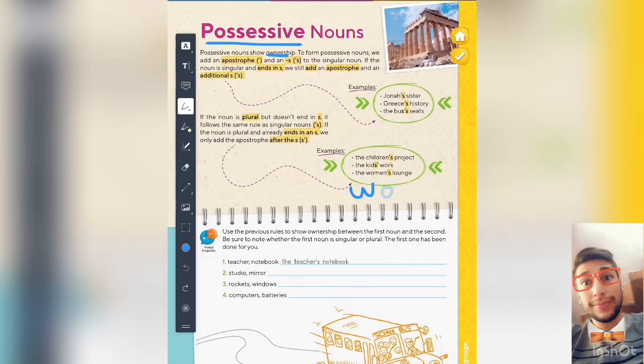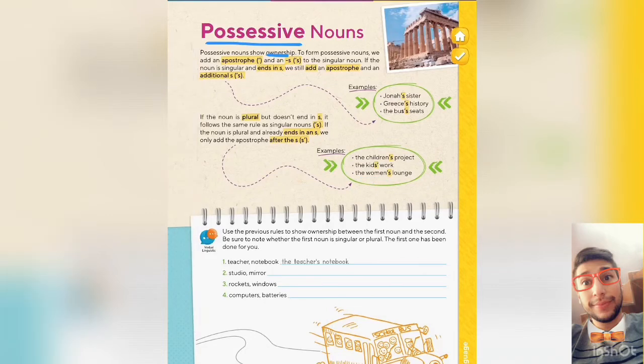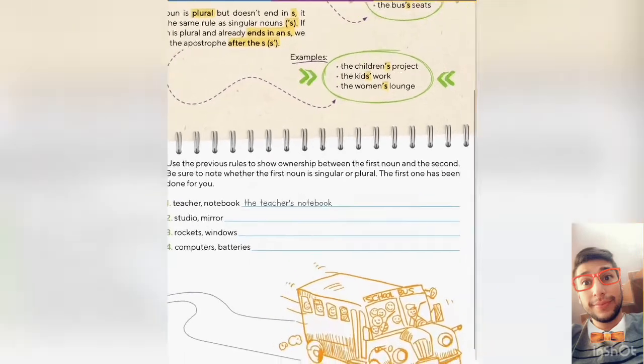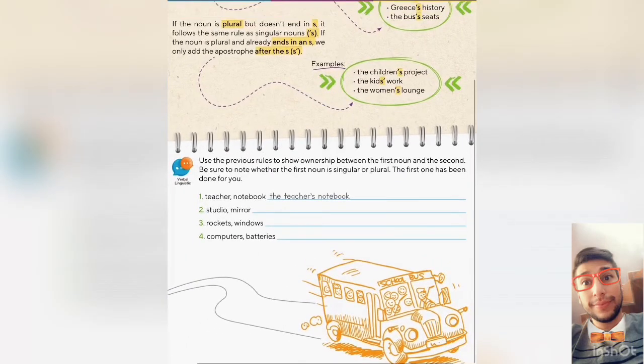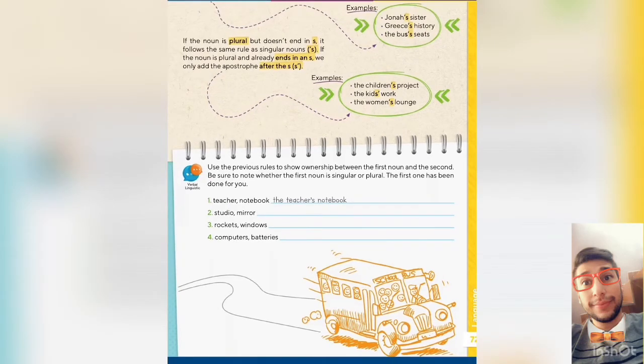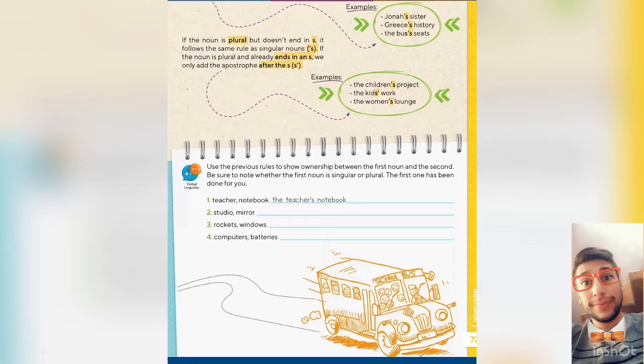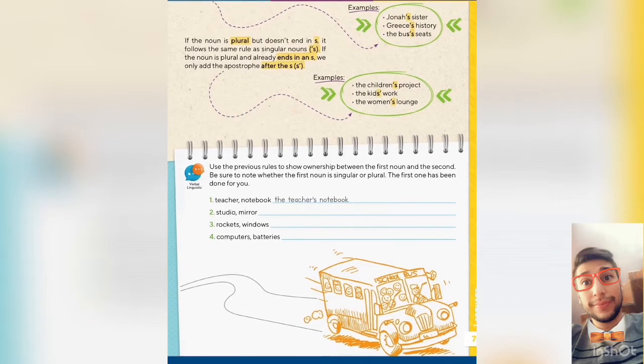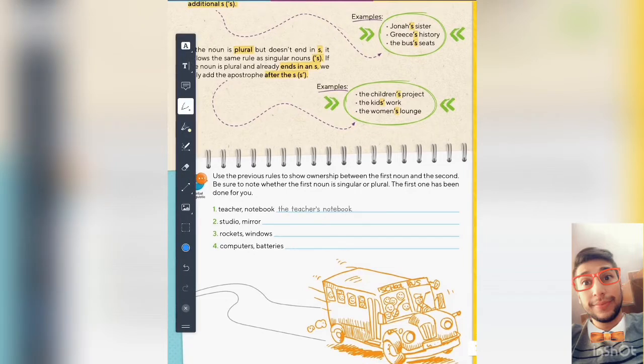Okay? Now, with these rules right here, we can work with this exercise. Let's read it. Use the previous rules to show ownership between the first noun and the second. Be sure to note whether the first noun is singular or plural. The first one has been done for you, okay? That's for free. That's my present for you guys. I'm sorry about the letter. It's pretty awful. I'm sorry.